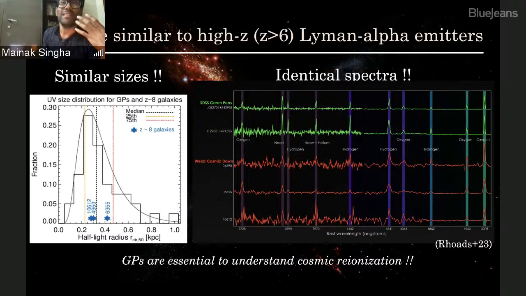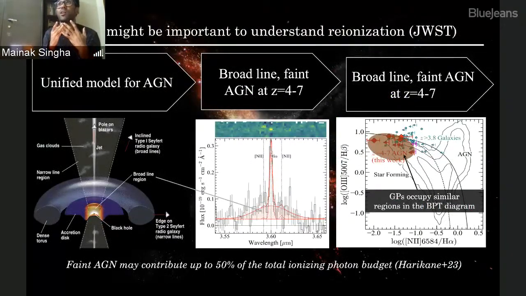Not only that, they span a similar metallicity range, and their optical spectra are totally identical. So it's as if these green pea galaxies are a living fossil from the era of reionization. It's really important to study them, because they give us high-redshift information at such a low redshift. But now the question comes in: what drives the reionization? That's been a long-standing debate.